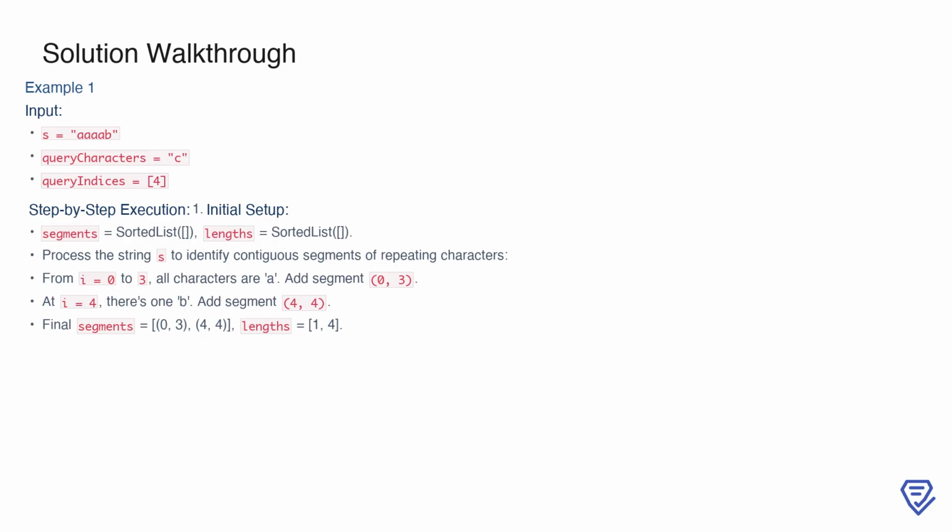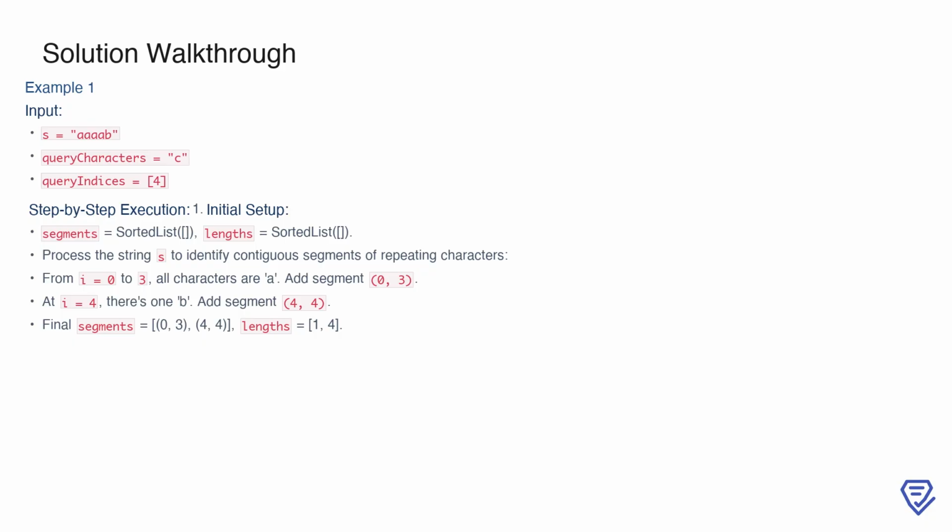Here, we begin solving example 1 with the input string s equals ab and the query to change the character at index 4 to c. First, we initialize two sorted lists, segments to store ranges of contiguous repeating characters and lengths to store the lengths of these segments.